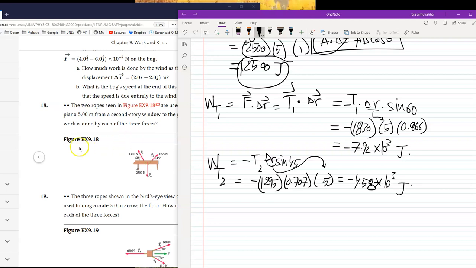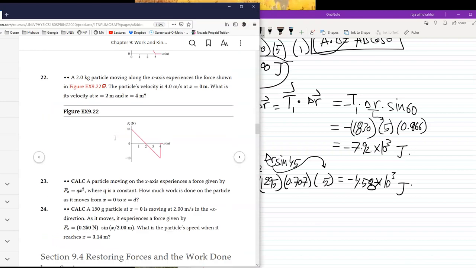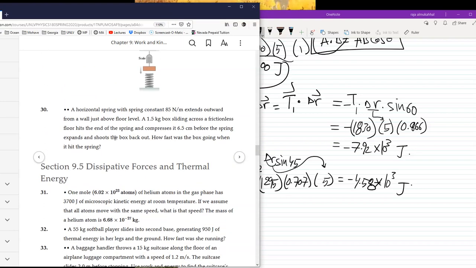Okay. One more problem. How much time do I have? Okay. I have two more. Maybe I'll do two more. They're both quick problems. Let me do number 30. Okay, number 30 right here.